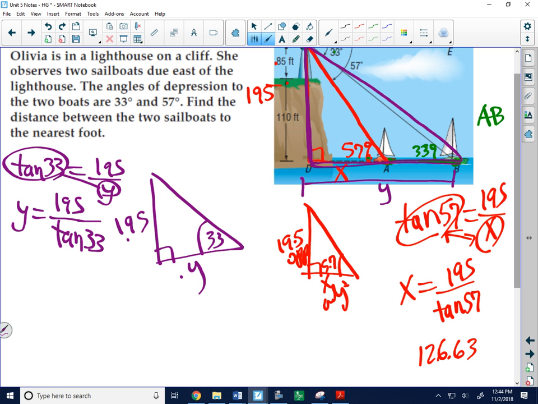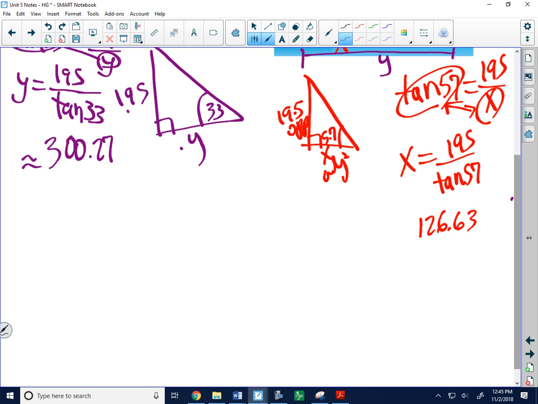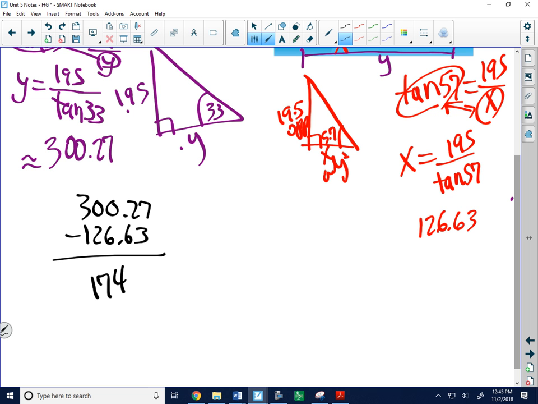And let's write it down. It's about 300. Yeah, 300.27. That's what I wrote down. Basically, we got the whole distance, and we got DA. So the sailboat distance is when I just subtract these. So I can take the 300.27 and subtract off the 126.6. On the test, would we not round yet? Yeah, you know what? Watch what I'm doing. I don't round until the end. So now at the end, it's about 174.